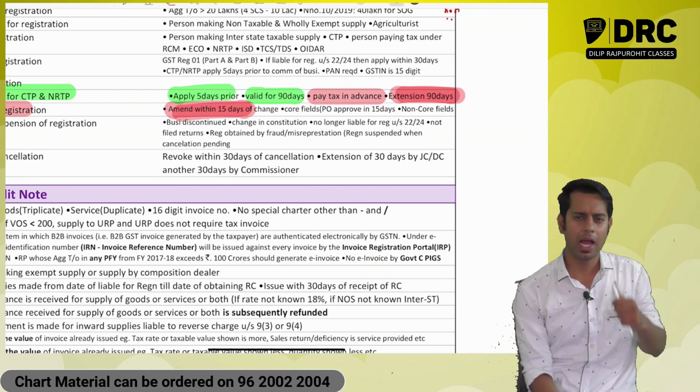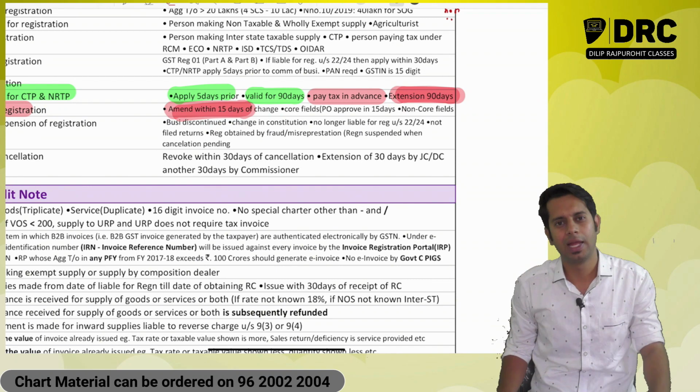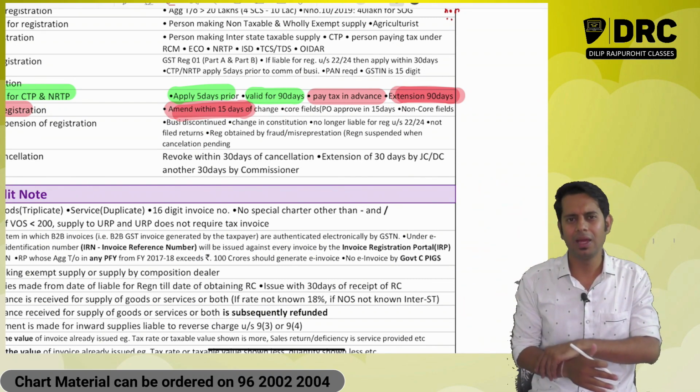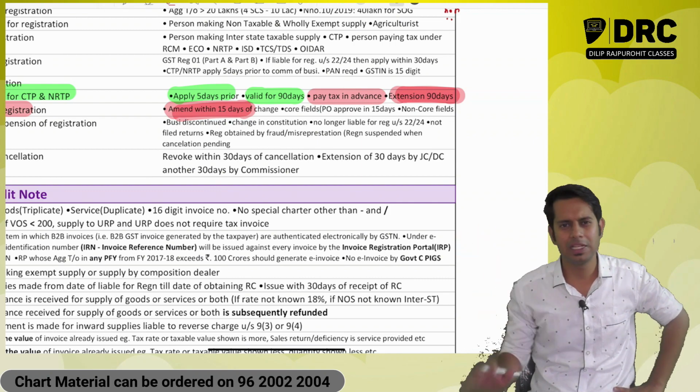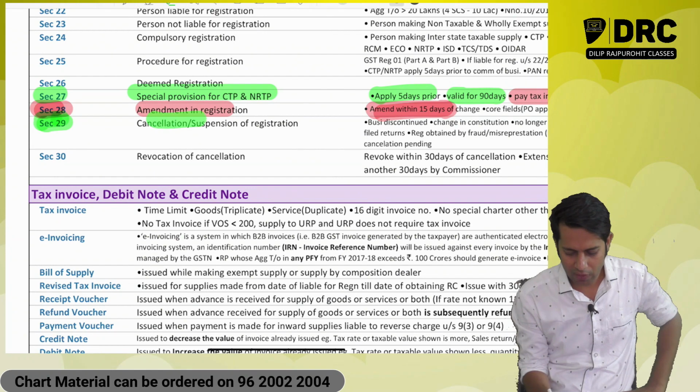Amendment can be of two types: amendment in core fields and amendment in non-core fields. If it is an amendment in core fields, then it is required to be approved by the proper officer. Normally once you apply for amendment, the officer will take around 15 days for approval. Then section 29 talks about cancellation of registration.